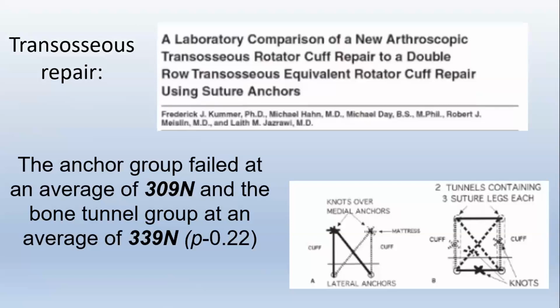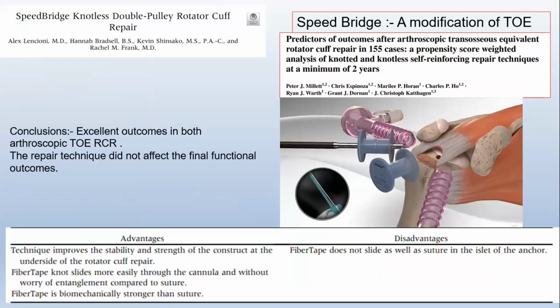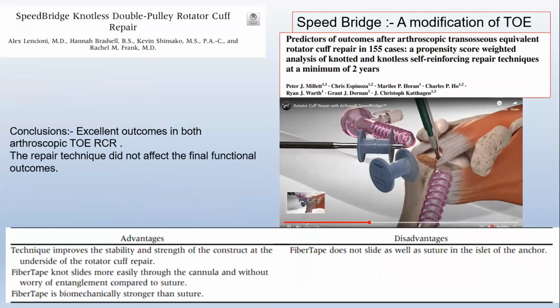The study shows that the anchor group failed at an average of 309 Newton, whereas the bone tunnel group failed at an average of 339 Newton in the case of a trans-osseous repair. So, another technique, a speed-based trans-osseous equivalent, is also here. You can see a small video demonstration.